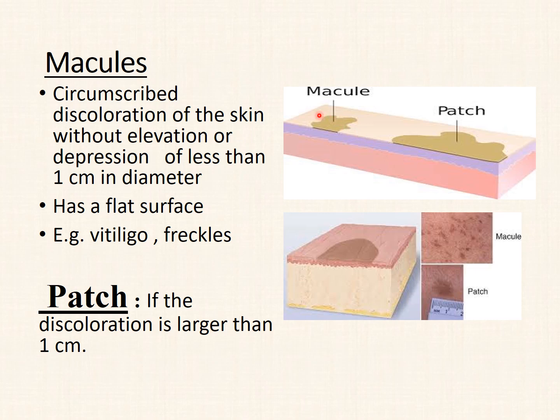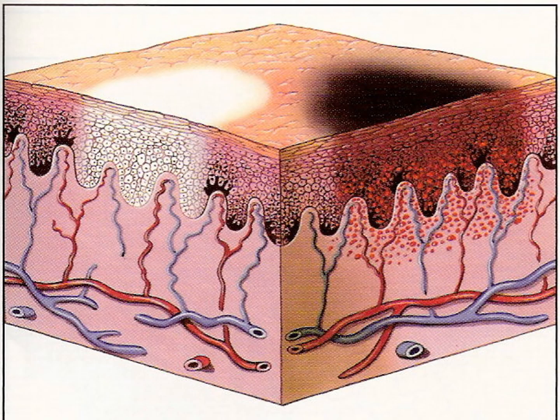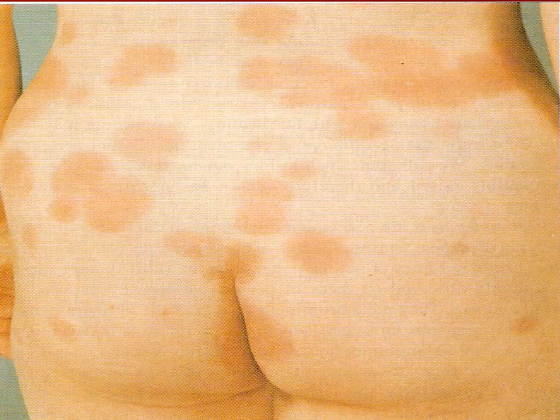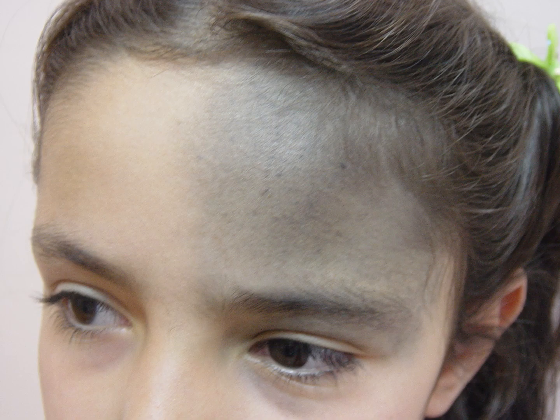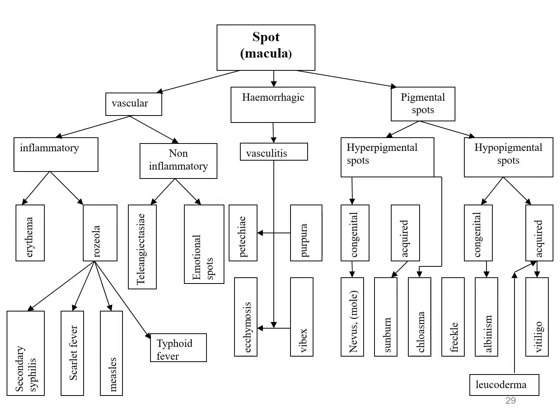A macula appears from the surface layer of the epidermis. That's why it does not elevate or arise from the skin surface. Here we can see it: not elevated. This is macula, a spot. There are many different diseases characterized by the same picture. Macula may be of different colors, from white to dark. This is a classification of macula.